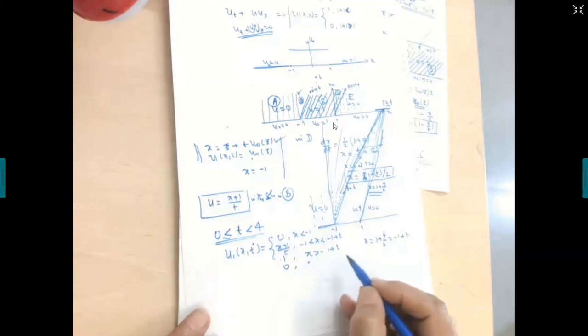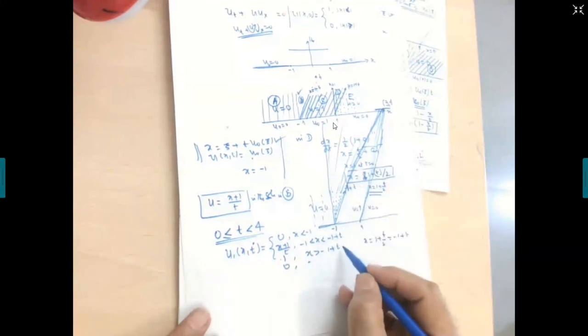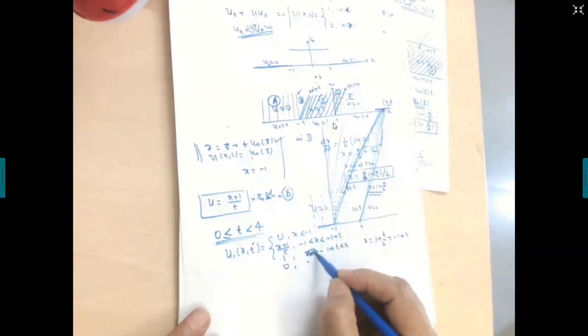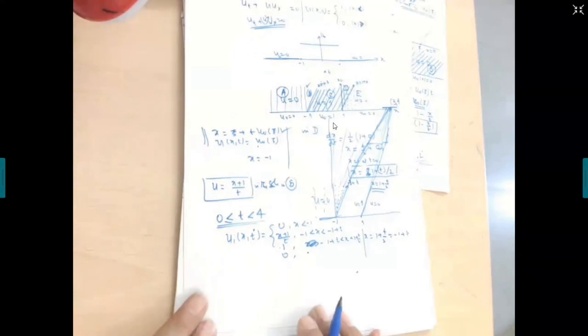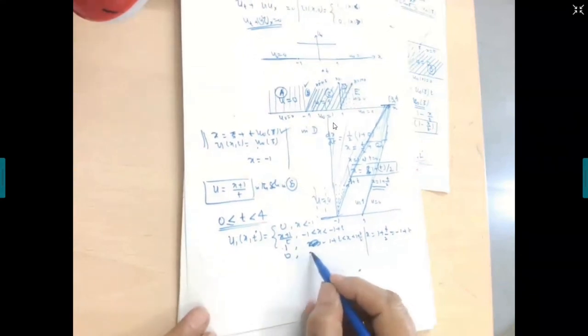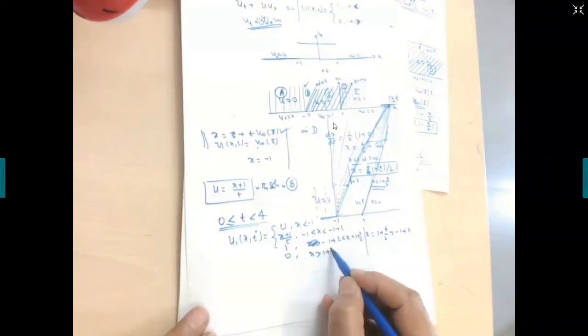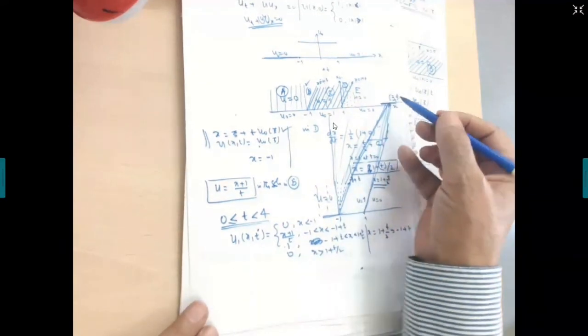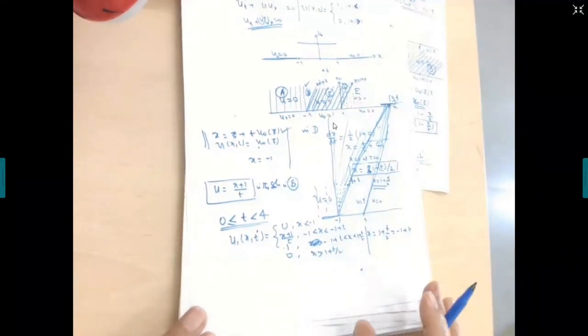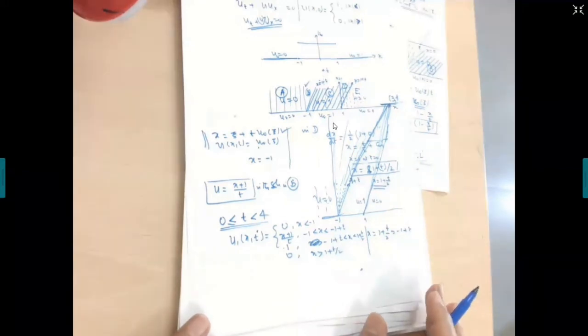That is, I'm sorry, minus 1 plus t less than x, less than 1 plus t by 2. And when x is greater than 1 plus t by 2, this is 0. So this is one solution. The other solution will be beyond this, that's all. The solution consists of 2 distinct time intervals, only 2.